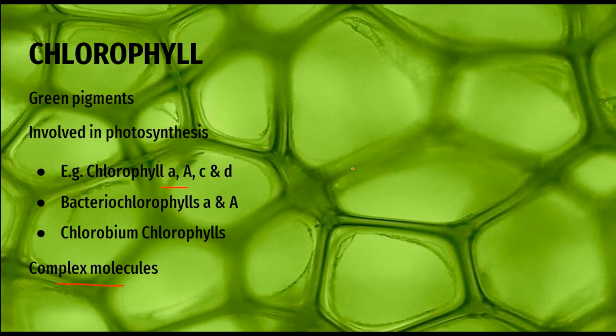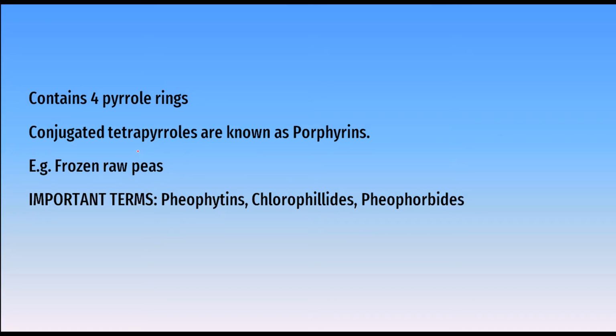The structure can be shown like this. The magnesium ion is in the center and 4 pyrrole rings are on the 4 sides like this. This is the main reason due to which these are called complex molecules. For analysis of pigments, they have characteristic absorption and fluorescence spectra. So, this is the term porphyrins. Conjugated tetrapyrroles are known as porphyrins.